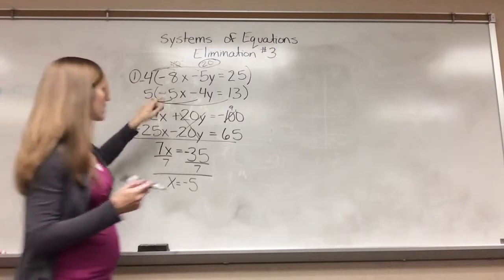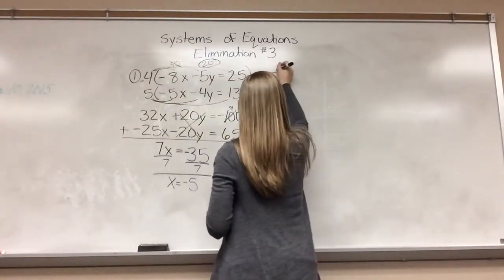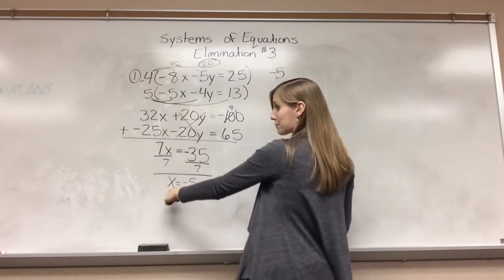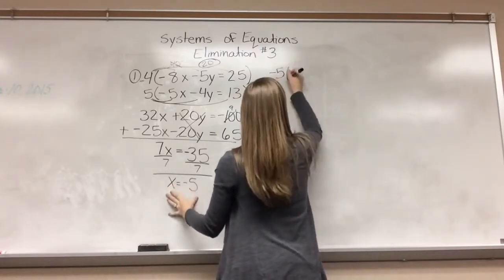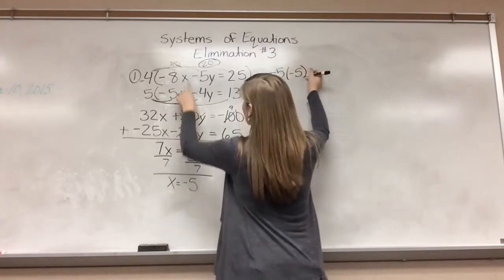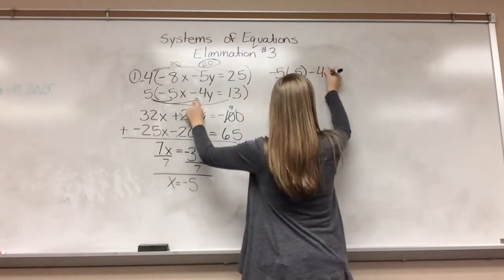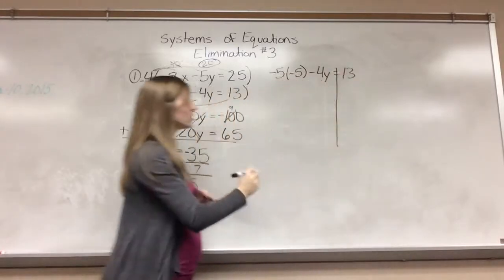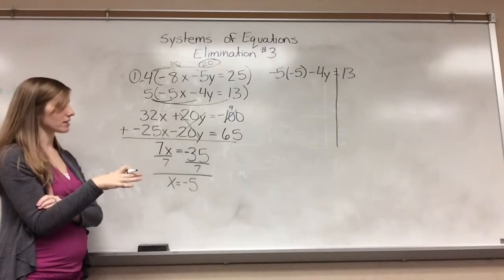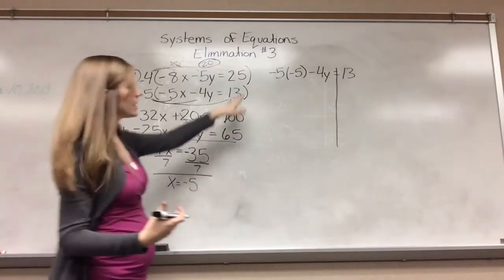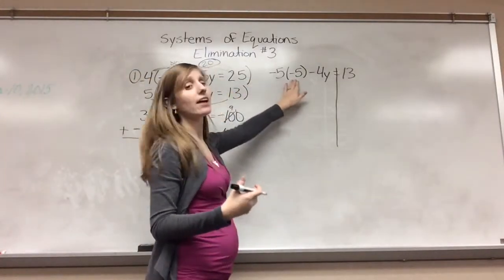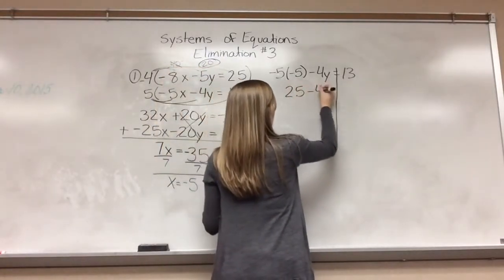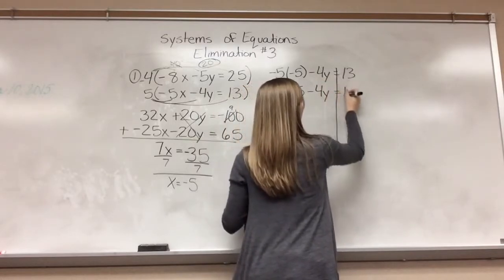So I'm going to have negative 5 first, but instead of x, I'm plugging in negative 5. And remember, I plug it in for x because that's what it's equal to. So I put negative 5 in for x. The minus 4y equals 13 stays the same. So the only part I changed was x. And then I just solve for y. I need to do my multiplication. Negative 5 times negative 5 is a positive 25 minus 4y equals 13.